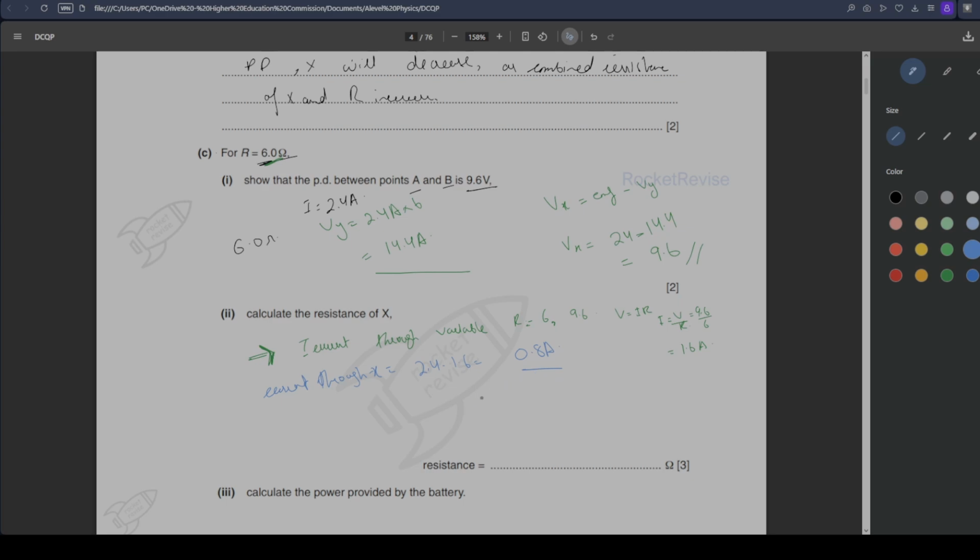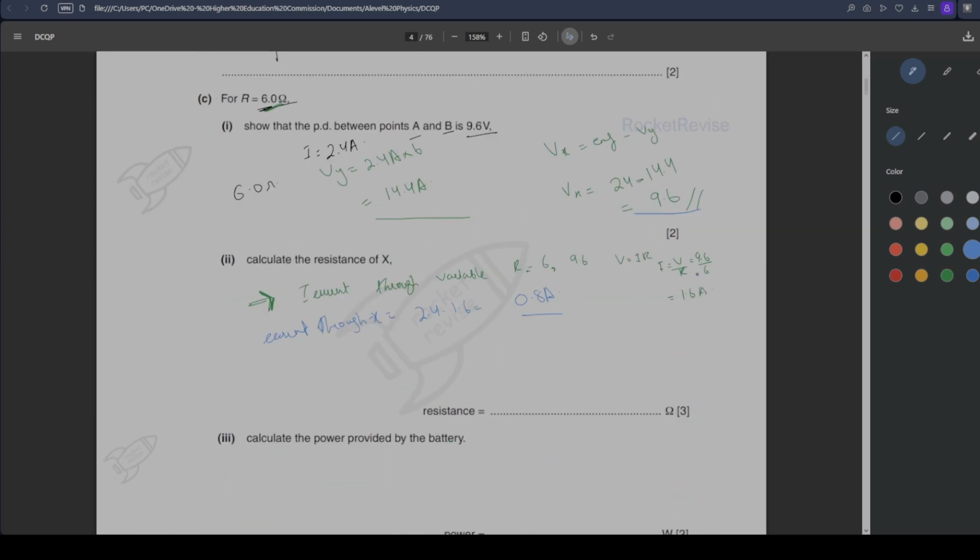Now we have the current and we have the voltage across X as well, because these were in parallel. The voltage difference from the previous equation is 9.6, that's also going to be the voltage drop across X. V is equal to IR again, so R is equal to V divided by I, and our voltage drop is 9.6 divided by 0.8 amps. 9.6 divided by 0.8 is 12. The resistance is going to be 12 ohms.